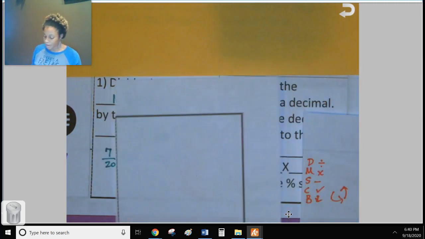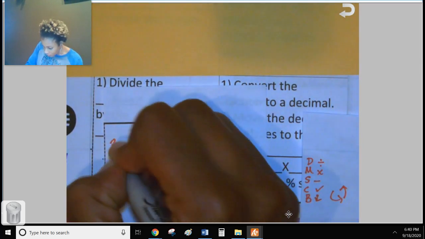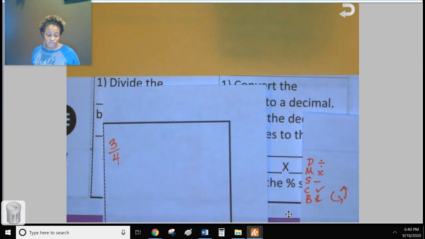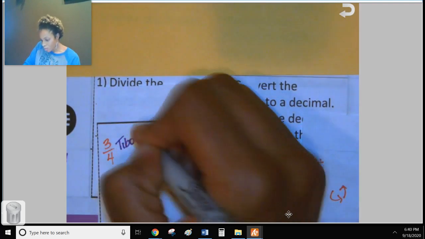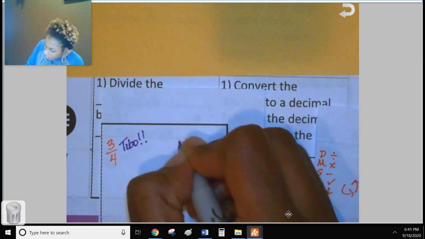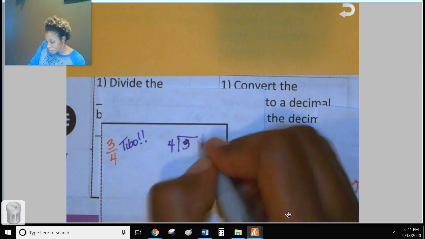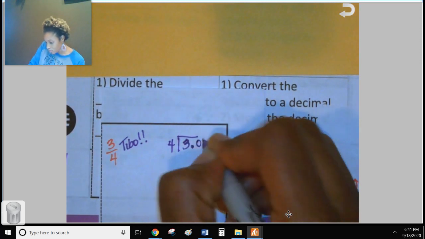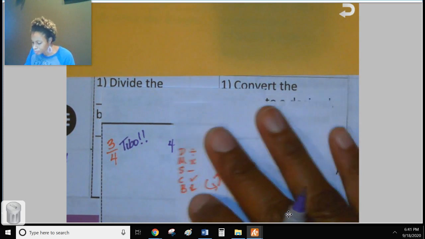So let's try 3/4. How do you go from a fraction to a decimal? The same way you would go from an improper fraction to a mixed number. You're going to do TIBO, okay? Top number is going to go in the house, which is 3. Bottom number is going to go out. You're going to add a decimal and 2 zeros. I always start with 2 zeros, okay? Grab my handy dandy piece of paper.